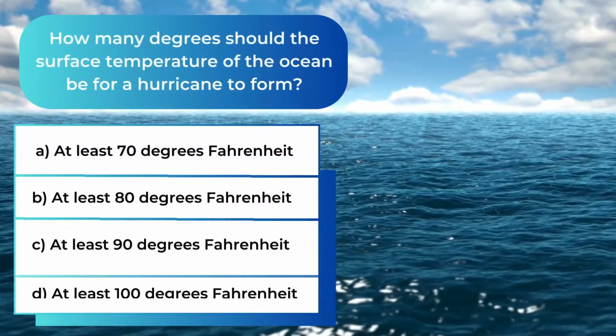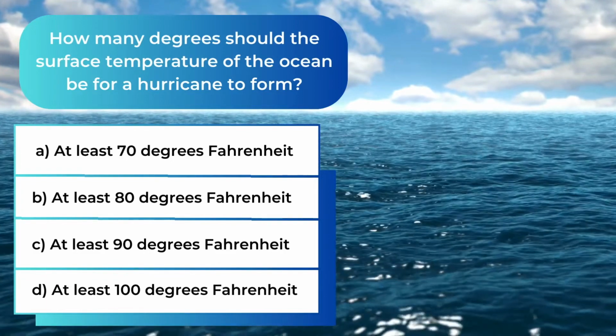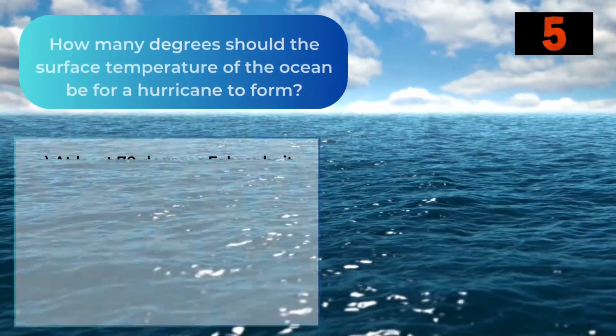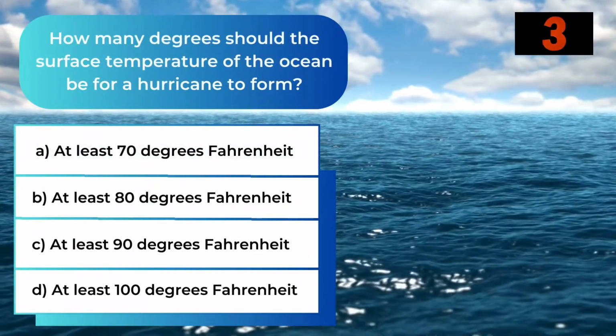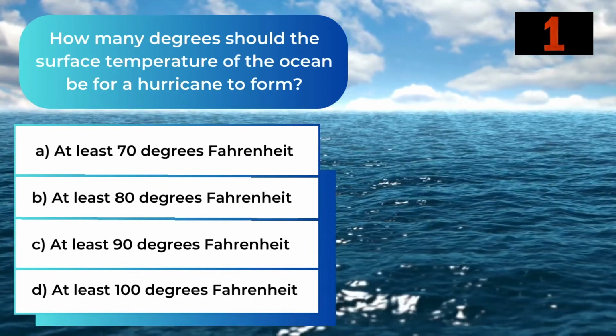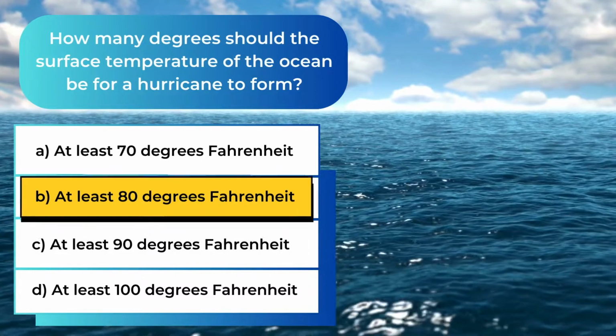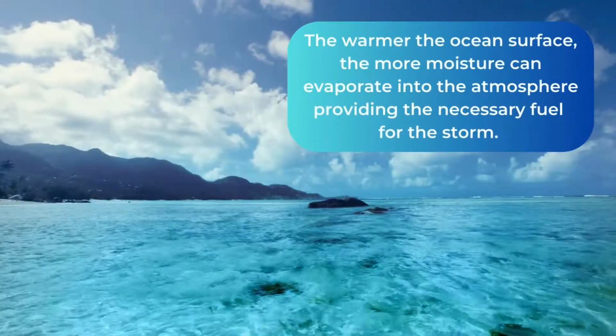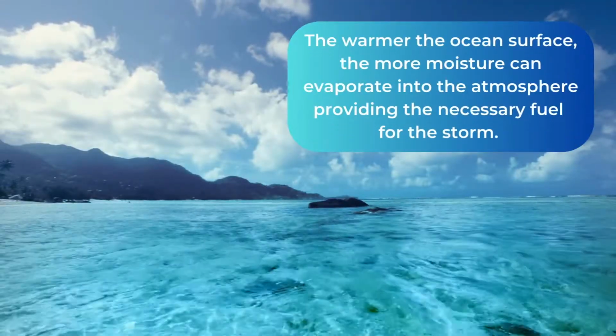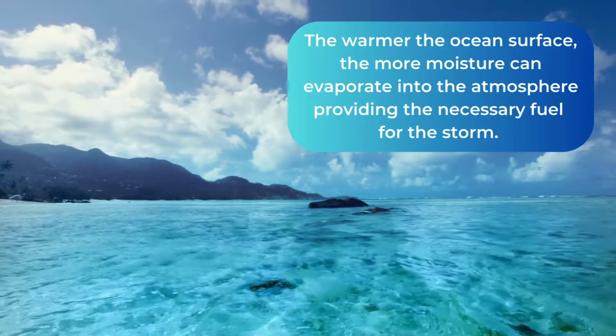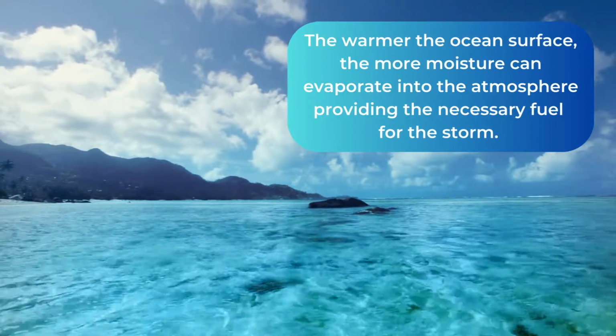How many degrees should the surface temperature of the ocean be for a hurricane to form? The answer is B. At least 80 degrees Fahrenheit. The warmer the ocean surface, the more moisture can evaporate into the atmosphere, providing the necessary fuel for the storm.